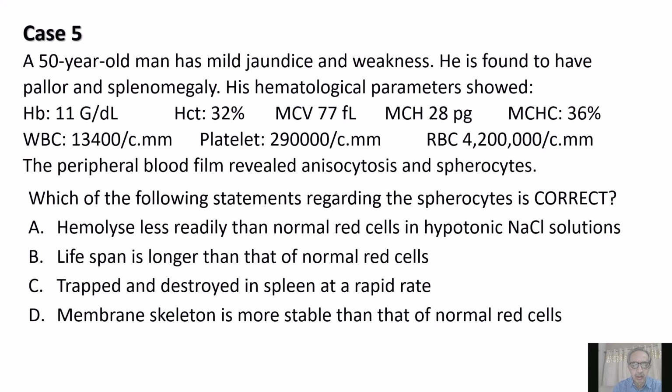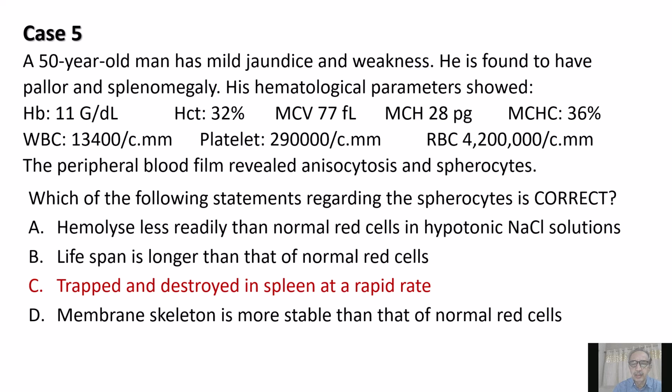Lifespan is not longer. It is less. Spherocytes do not last as long as normal red cells. Their lifespan is less than 120 days. C is the correct answer: trapped and destroyed in the spleen at a rapid rate. The membrane skeleton is less stable. There is a problem with the membrane skeleton. Let's not go into the details of that. But red cells having spherical shape do not last long in the circulation.